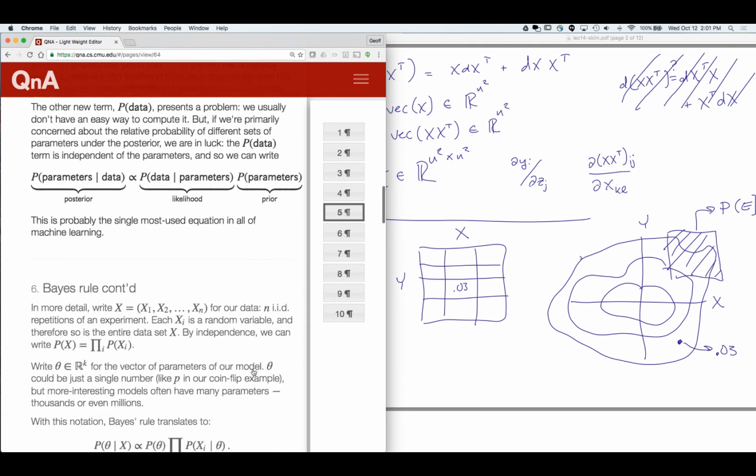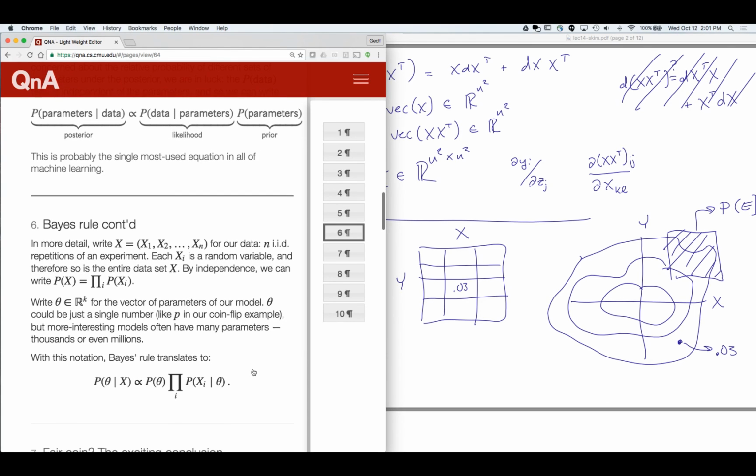So since it's important, let's write it out in symbols. We have x, the list of all of our outcomes, x1 through xn, of n IID repetitions of an experiment. Each one of the xi's is a random variable, and so therefore is the whole data set x. And by independence, we write p of x is the product of the p of xi's. That should actually be p of x given a parameter value is the product of p of xi's.